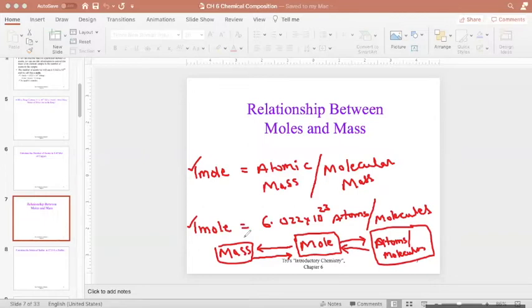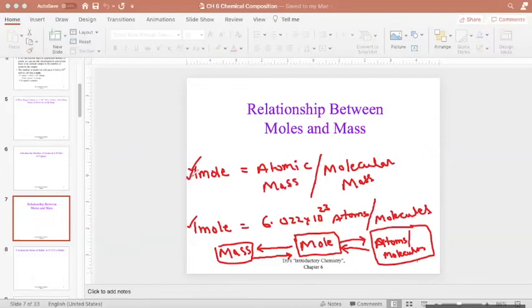The only thing that you need to remember: if the mass is given in grams, let's say you have 10 grams of sodium, how many atoms do you have in that 10 grams of sodium? You have to pass through mole. There is no relation that can directly go from mass to atom or molecule, right? So you have to use these two relations.